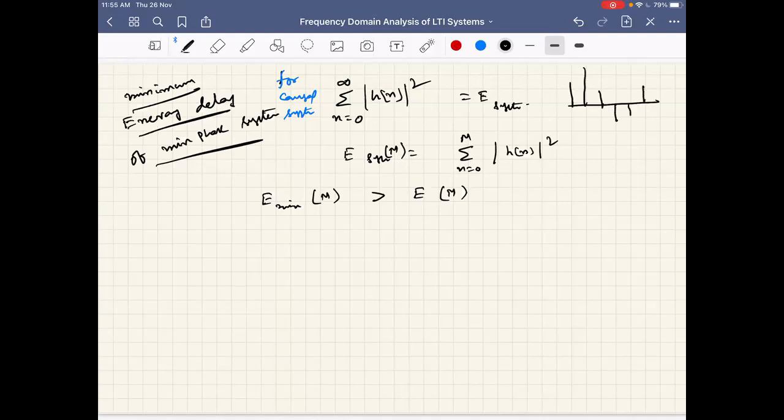I can set my m. I may see 0, 1, 2, 3, 4, 5, 6. I can see energy only up to here. In that case, m is equal to 4. Okay, 0, 1, 2, 3. So m is 3 here. Okay, 0 to 3. That means for the first 4 samples of the impulse response, I am looking at the energy. This is referred to as partial energy.